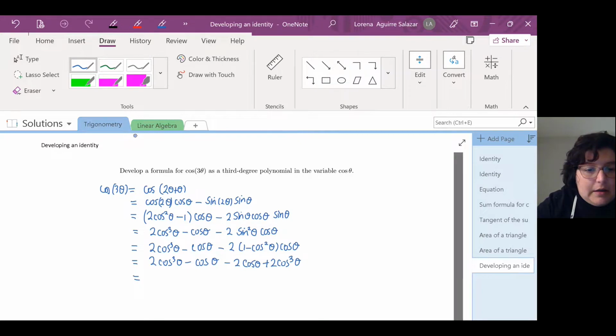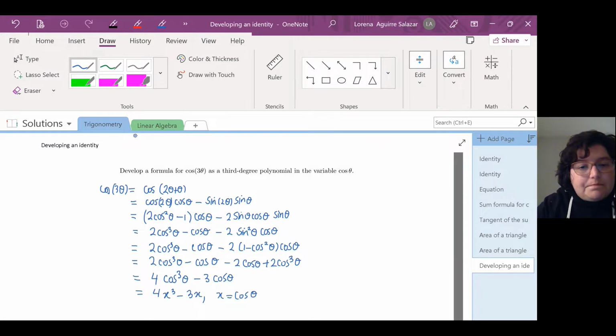And as we collect like terms, we find 2 cosine cubed of theta plus 2 times cosine cubed of theta. That's 4 times cosine cubed of theta. And then minus 3 times cosine of theta. So this is the polynomial 4x cubed minus 3x, where x is the variable, and x is cosine of theta. And this way we can rewrite cosine of 3 theta in terms of cosine only, cosine of theta only.